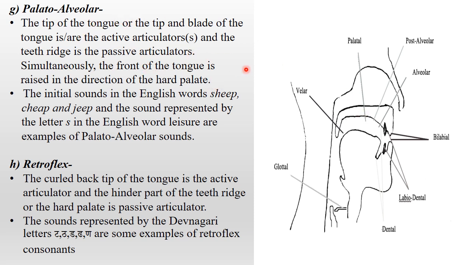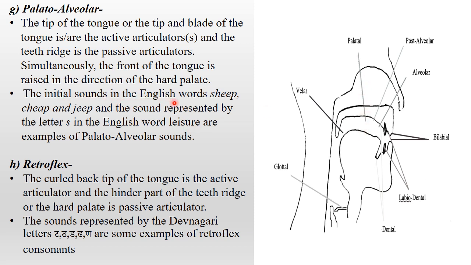So the tip of the tongue and the blades of the tongue, or both, can come in contact with the teeth ridge, or the palate. The teeth ridge is the passive articulator. Simultaneously, the front part of the tongue is also raised in the direction of the hard palate, and hence this sound is known as palato-alveolar. So let us see an example.